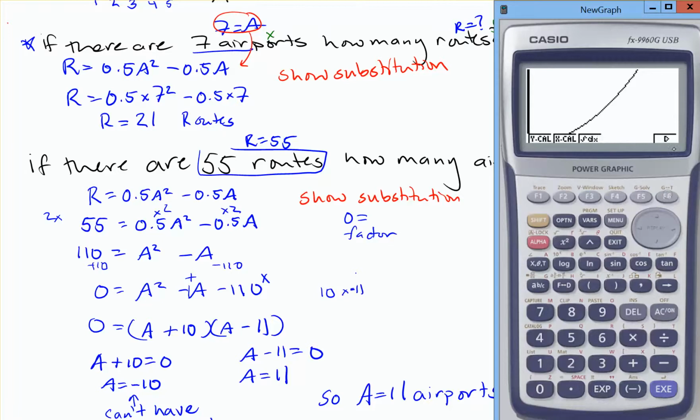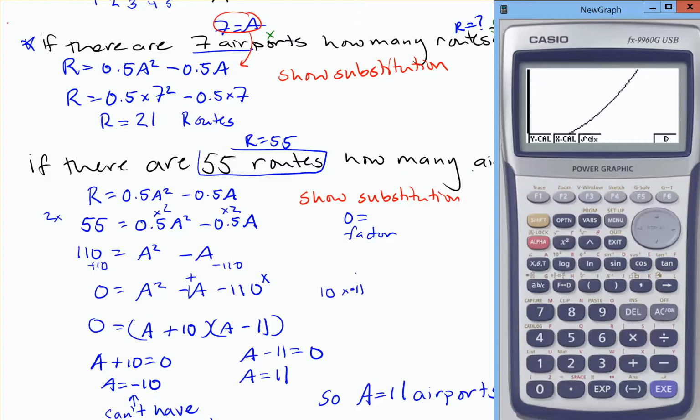gsolve again, arrow over. My ycalc, I'm looking for y, is going to be, in this case, 7 for x. And there, now it's able to find it for us. So you can see when x is equal to 7, y is equal to 21. So that's an important thing in there. Then draw and gsolve for the next problem.